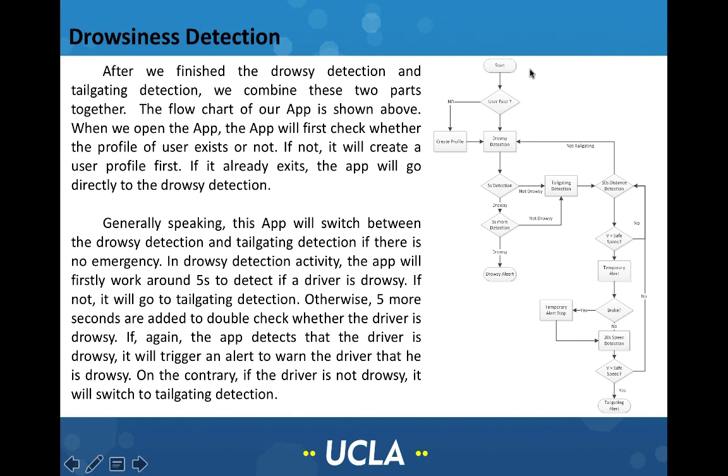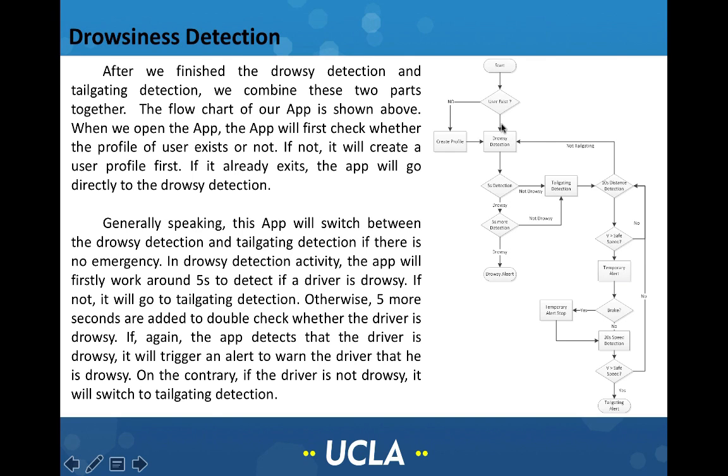When we open the app, it will first check whether the profile of the user exists or not. If not, it will create a user profile first. If it already exists, the app will go directly to the jersey detection. Generally speaking, this app will switch between the jersey detection and the tailgating detection if there is no emergency.